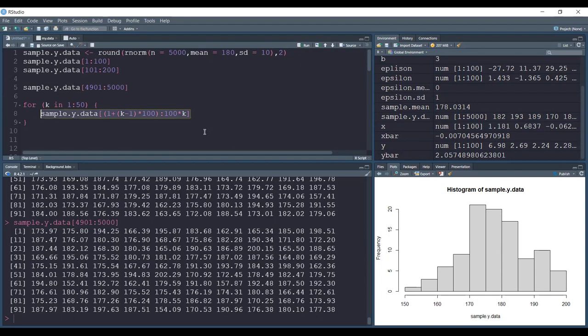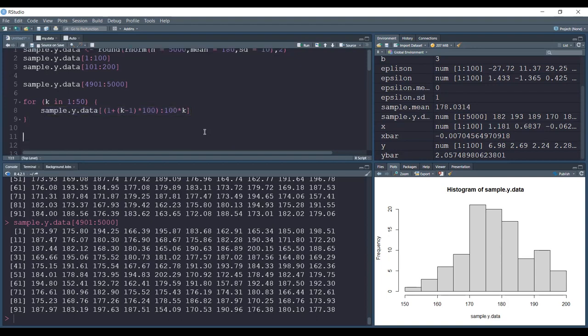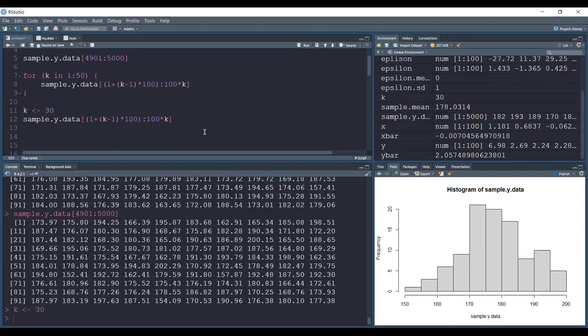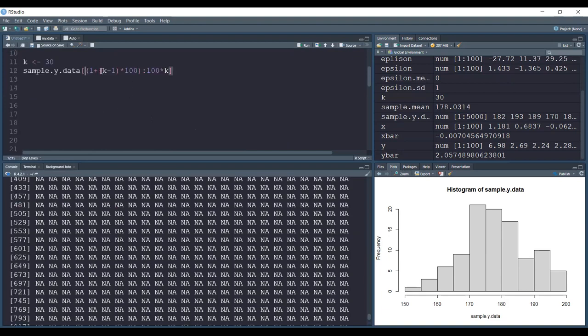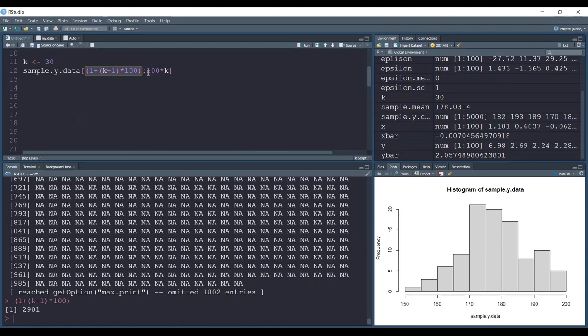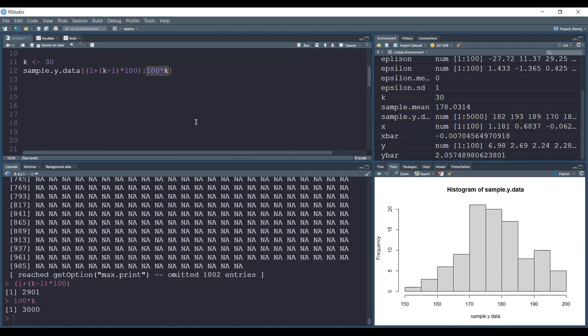Let's see if this works. A really useful thing is to just take an example. So for example, if k was the 30th data set, no, that hasn't worked, has it? We've got a lot of NAs. So let's see. What does this evaluate to? If that evaluates to 901, that looks fine. This evaluates to 3,000, that looks fine. I think it's just the way maybe I've typed it over here. Maybe I need brackets as well.